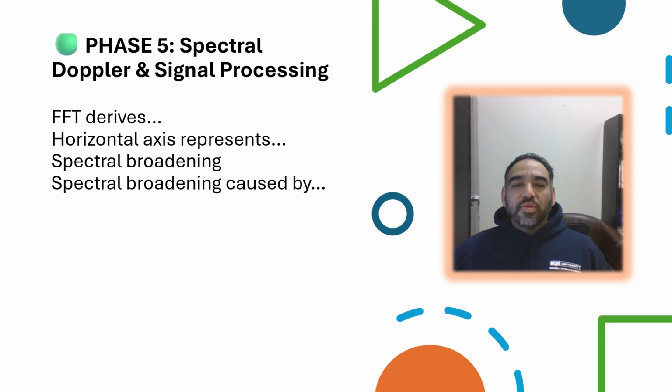From there, we'll examine spectral broadening, what it looks like and what it means, understanding vertical thickening of the tracing. That's critical for SPI interpretation questions. Finally, we'll discuss what can cause spectral broadening, including true flow disturbances and system-related factors such as beam spreading. Again, this section connects physics to visual interpretation, turning frequency data into meaningful diagnostic information.